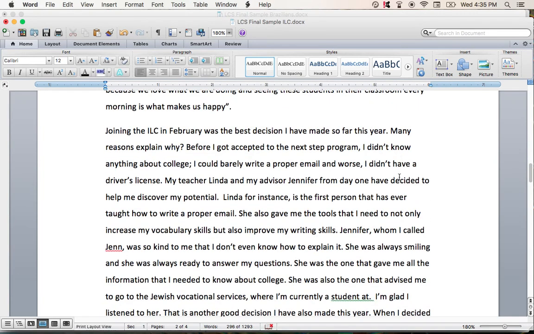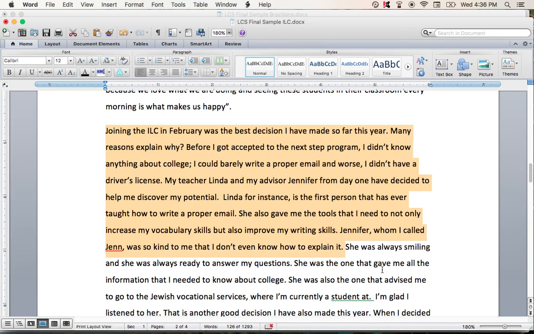And then let's look at his third paragraph. Joining the ILC in February was the best decision I've made so far this year. Many reasons explain why. Before I got accepted to the Next Step program, I didn't know anything about college. I could barely write a proper email, and worse, I didn't have a driver's license. My teacher, Linda, and my advisor, Jennifer, from day one have decided to help me discover my potential. Linda, for instance, is the first person that has ever taught me how to write a proper email. She also gave me the tools that I need to not only increase my vocabulary skills, but also improve my writing skills. Jennifer, whom I called Jen, was so kind to me that I don't even know how to explain it.